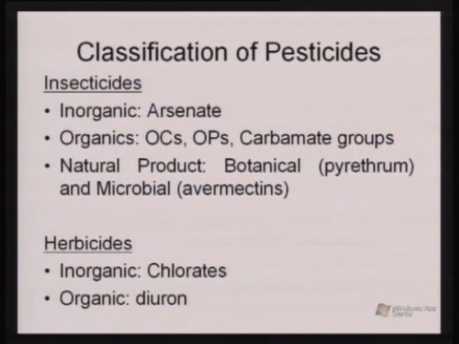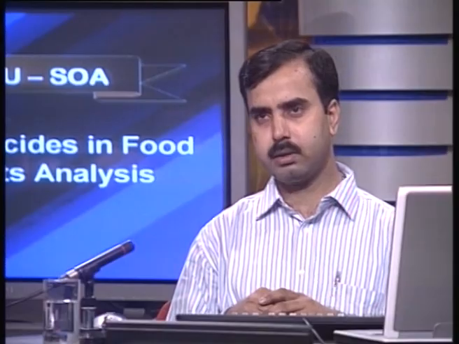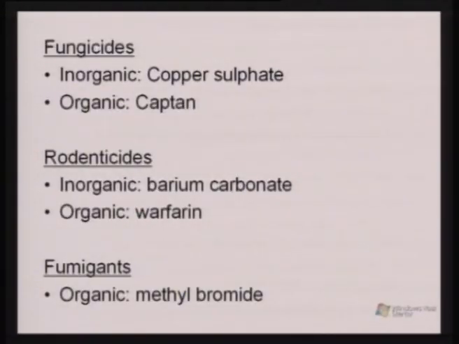There are herbicides. They can be inorganic like chlorates, organic like diuron. There are some other acid herbicides available in the market like 2,4-D and isoproturon that are in use in Indian agriculture. There are fungicides, inorganic, for example copper sulfate, organic, for example captan. There are rodenticides, for example inorganic barium carbonate, organic warfarin. There are some fumigants like methyl bromide, which is used to fumigate the storage grains and other produce.